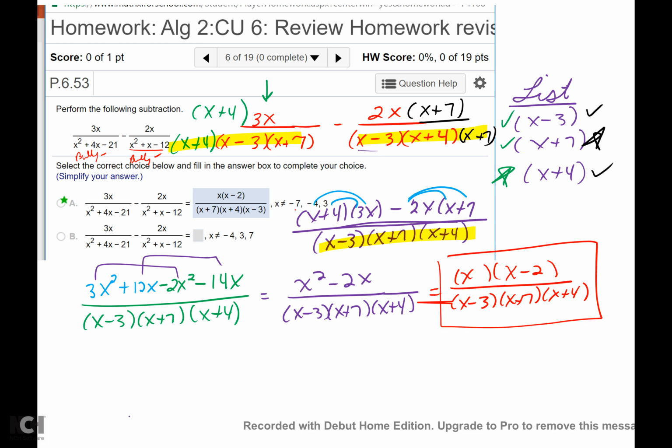And then to get what your denominator can't be, you say, Mr. Denominator, you may never equal 0, which says x may never equal 3, x may never equal negative 7, x may never equal negative 4. And that's where they got those from.